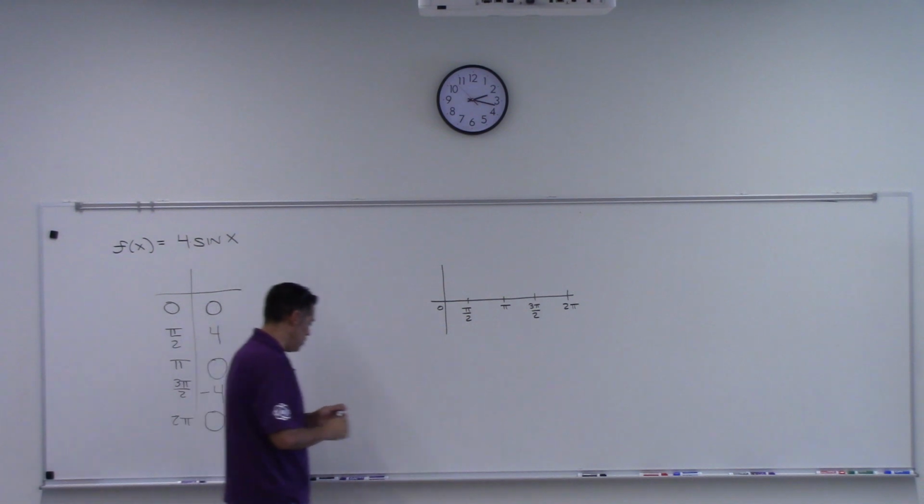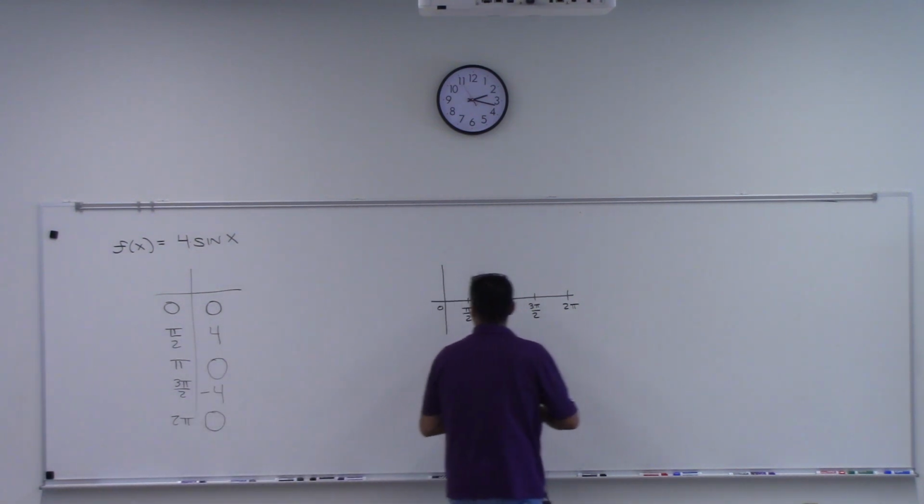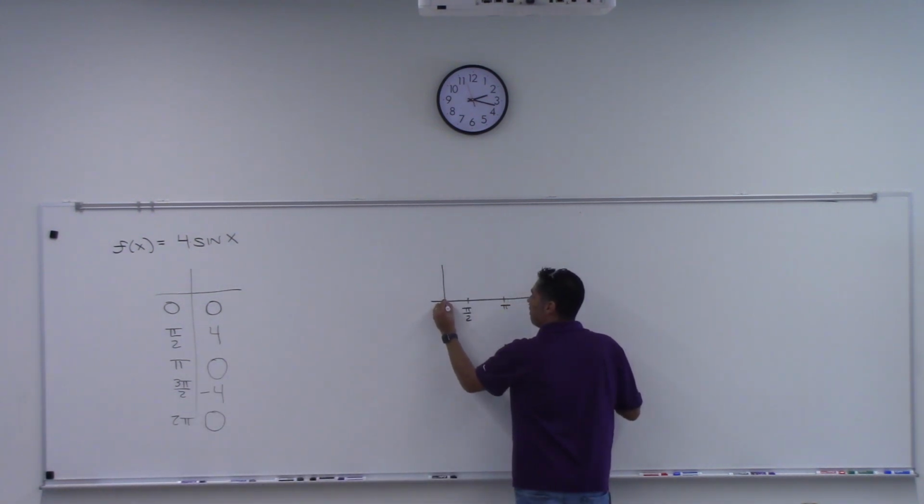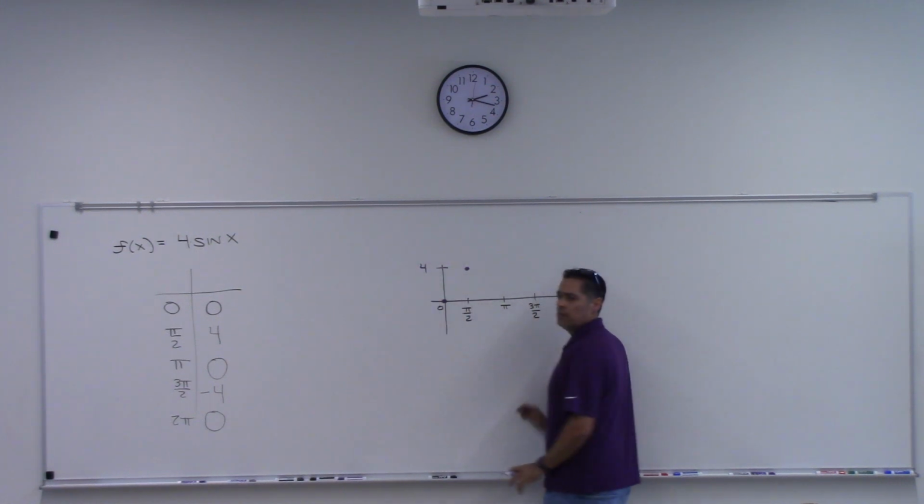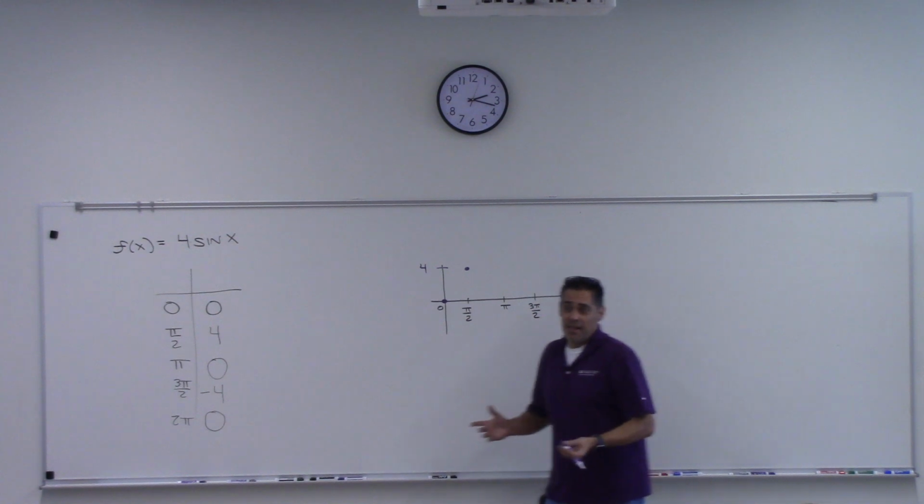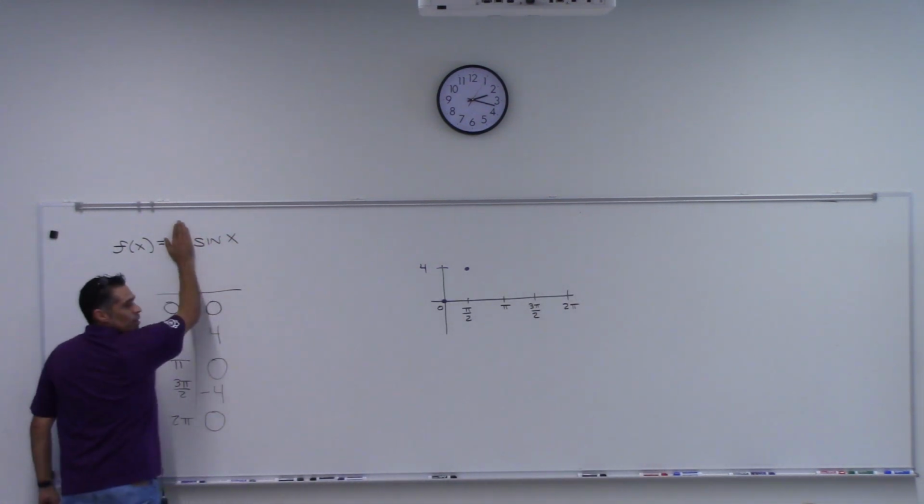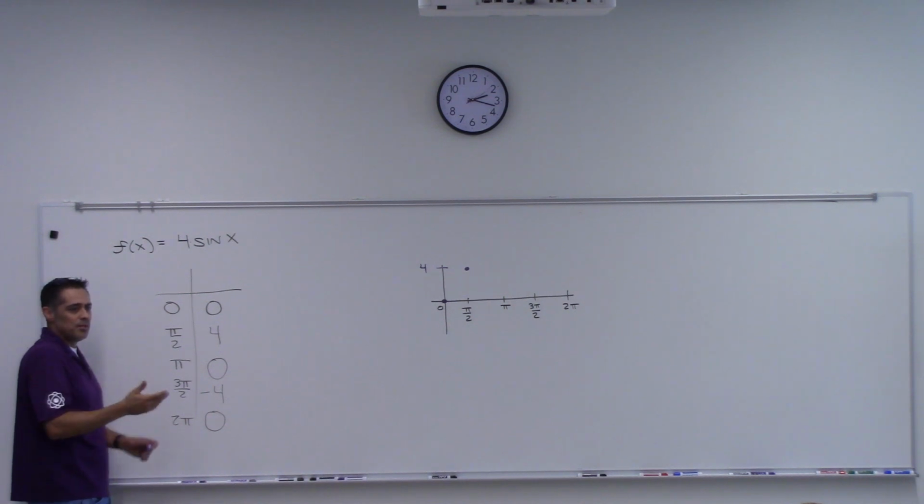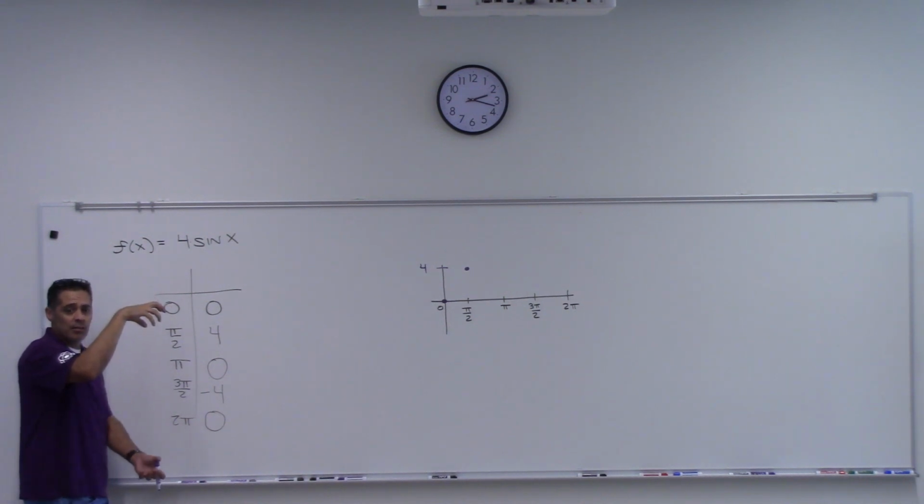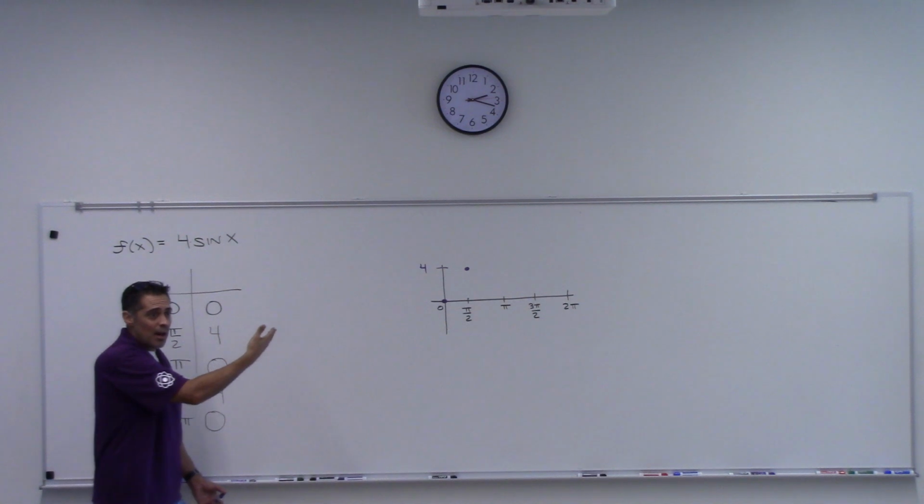So what I'm going to do is plot these points now. At 0, I'm at 0. At pi over 2, I'm up at 4. Wait a minute. I thought I told you you had to be between -1 and 1. I did. That has to be between -1 and 1. If you multiply by 4, then of course it's not going to be between -1 and 1 anymore because you've scaled it, right? You've stretched it out.